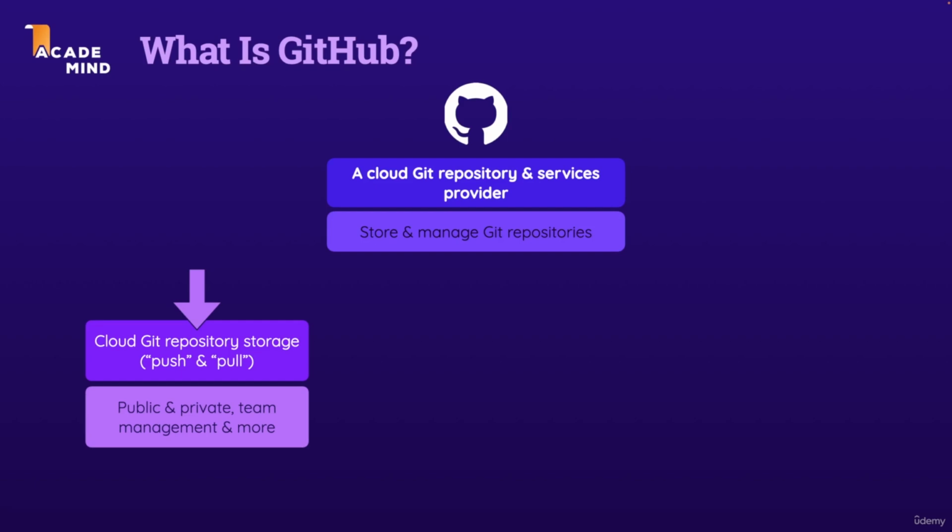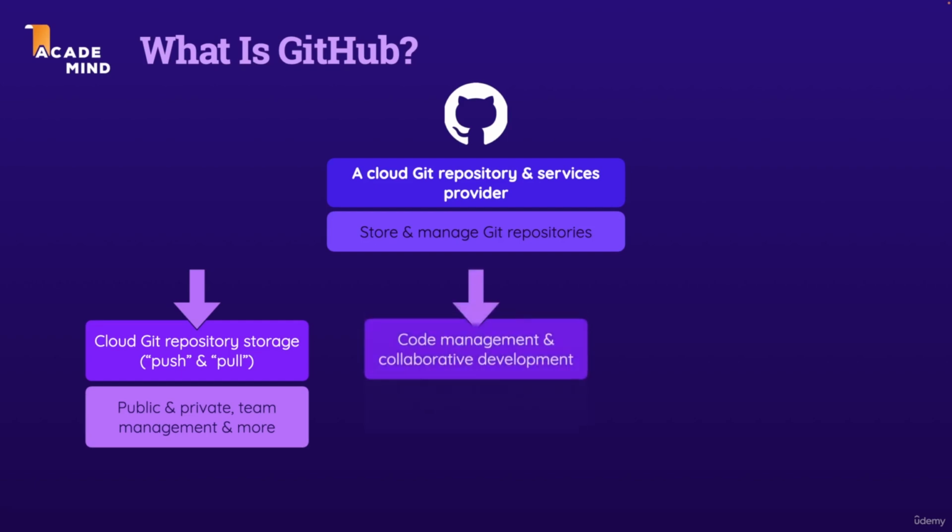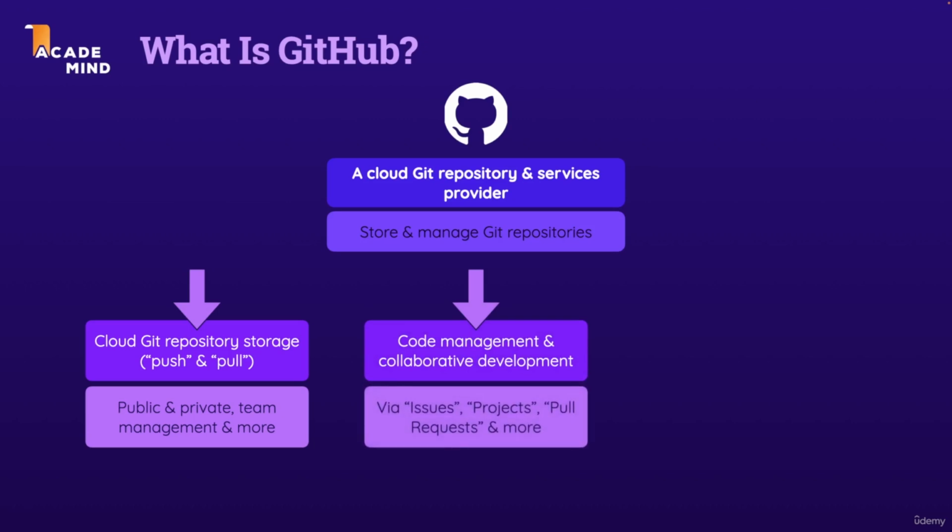But it's not just about storing code. GitHub also offers features related to code management and collaborative development. It offers features called issues or projects or pull requests, which you will see in action in that crash course section I mentioned before, but which are in the end about tracking bugs, reporting bugs to code maintainers, organizing code projects, suggesting changes, and many other things. So GitHub is not just about storing code in the cloud, it's also about developing code together with others in the cloud with help of tools provided by GitHub.